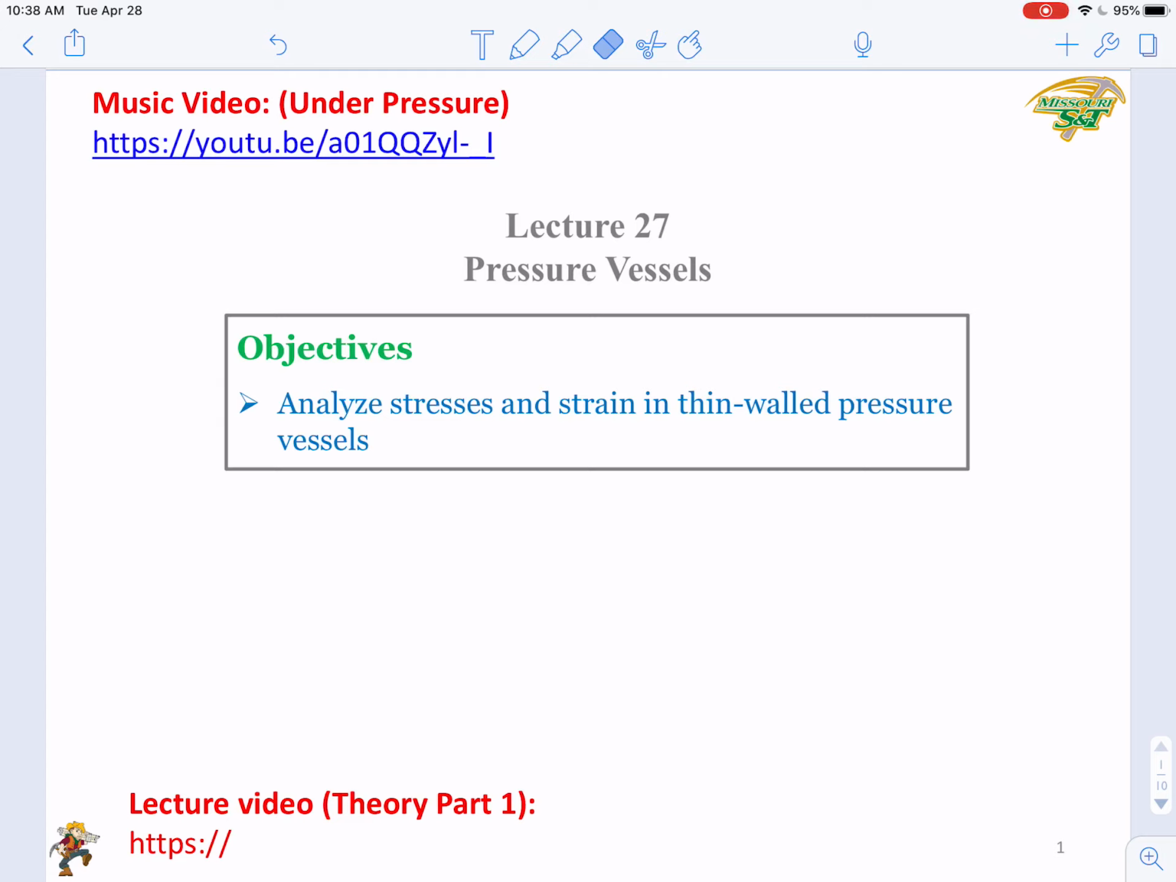So in this chapter we talk about pressure vessels, and we will just include two types of pressure vessels. One is the spherical shaped pressure vessel, and the other one is a capsule shaped pressure vessel.